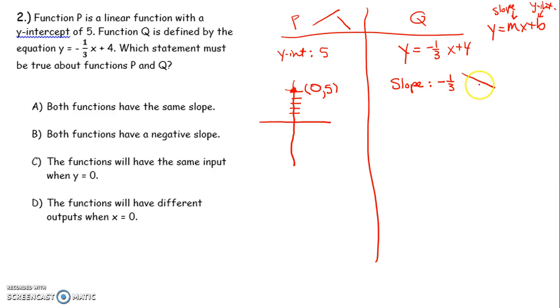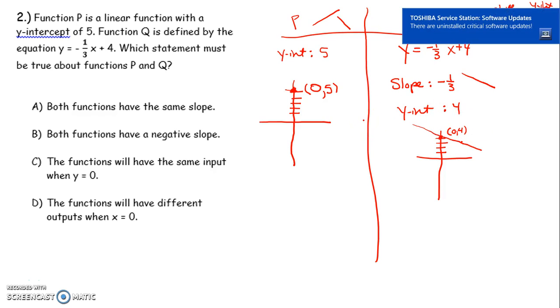We know the slope is negative 1/3, a little gradual decline. And we know the y-intercept is 4. So again, on the y-axis, up 1, 2, 3, 4. We know it's going to cross here at (0, 4). And it's going to go down 1, right 3, down 1, right 3. So this line's going to look something like that.